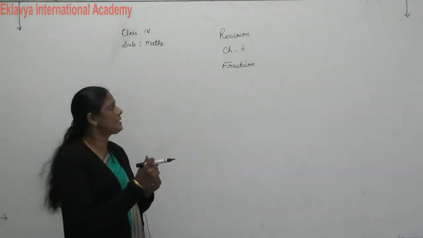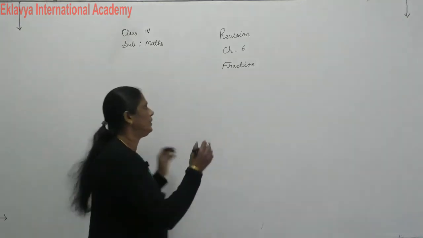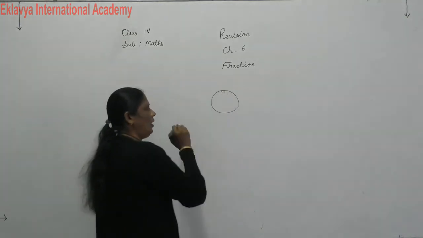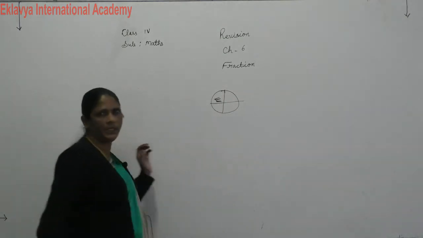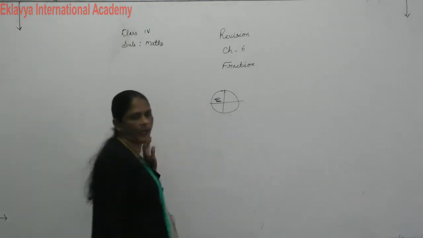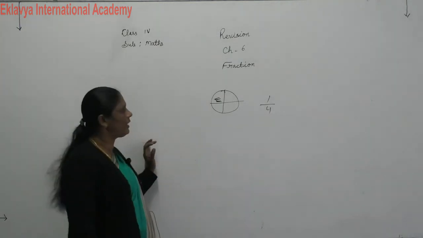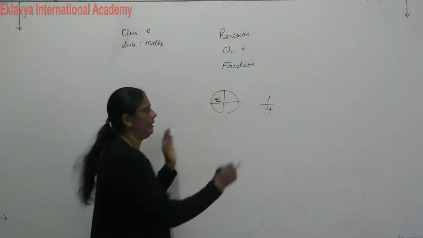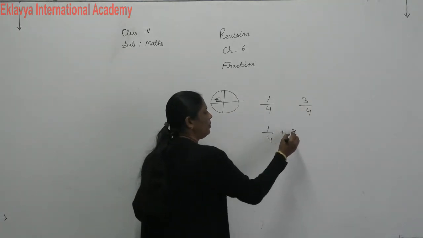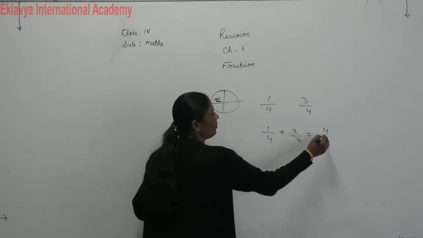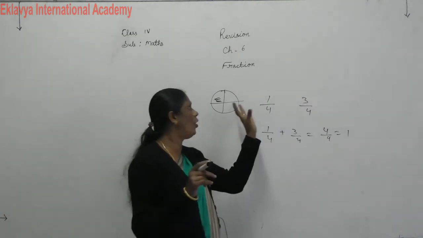First we study what a fraction is. A fraction is a part of a whole. This is a whole, and I divided it into 4 parts. I shaded one part. What is the fraction of the shaded part? 1 upon 4. What is the fraction of the unshaded part? 3 upon 4. That is, 1 upon 4 plus 3 upon 4 is equal to 4 upon 4, which is equal to 1. This is the whole part.